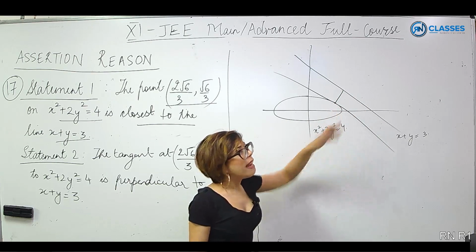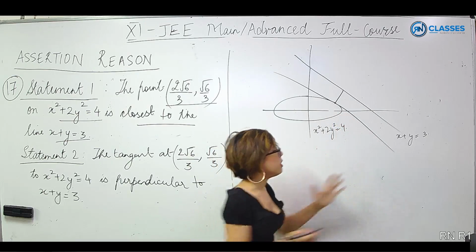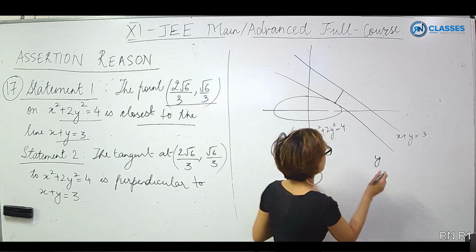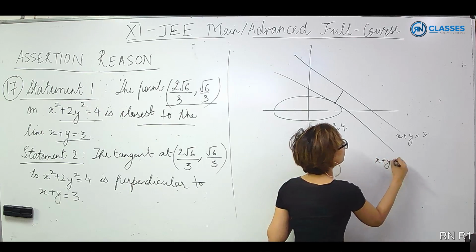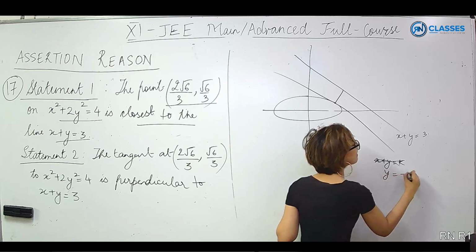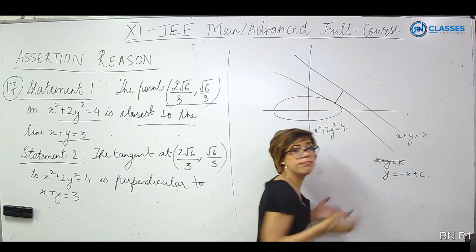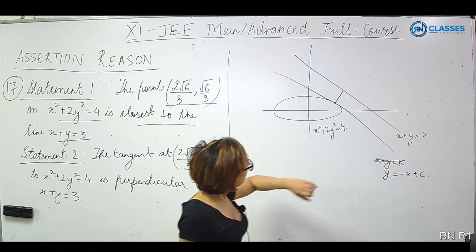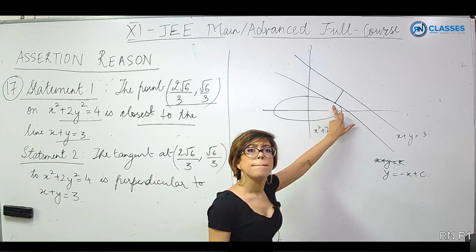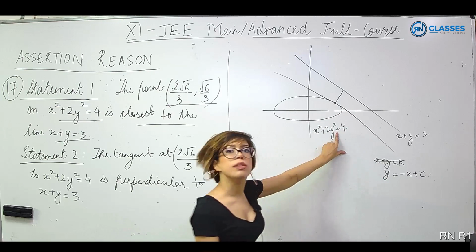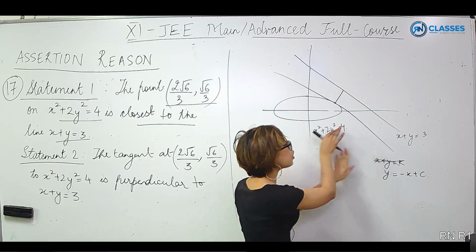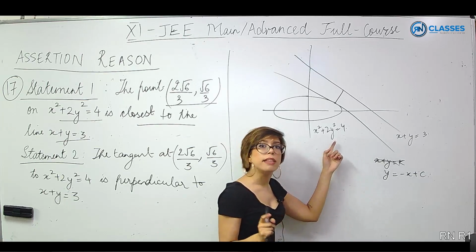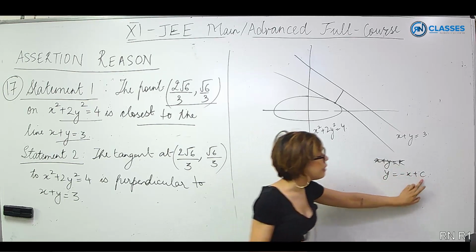Minus 1. So indirectly, if I want to write the equation of this tangent, the slope is minus 1. So I can write it like x plus y equal to k, or y is equal to minus x plus c, to be more precise, because of the y intercept. Now I need to find this point. I know that this line is tangent to the ellipse. That means if I solve simultaneously, the discriminant should be equal to 0. Using this condition of tangency, I can get the value of c.